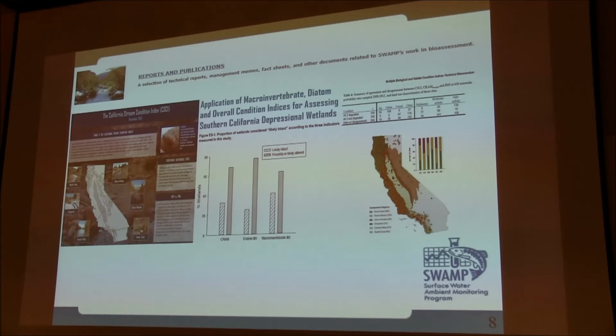The other map with the table on the right, that's from the multiple biological and habitat condition indices, or what we call the multi-indicator technical memo. That table displays statewide where CSCI scores, the H20 scores, and CRAM scores all agreed or disagreed on whether a site was degraded. And then this memo also explored how using all three indices together would provide more complete assessments of stream health instead of just using only one index.